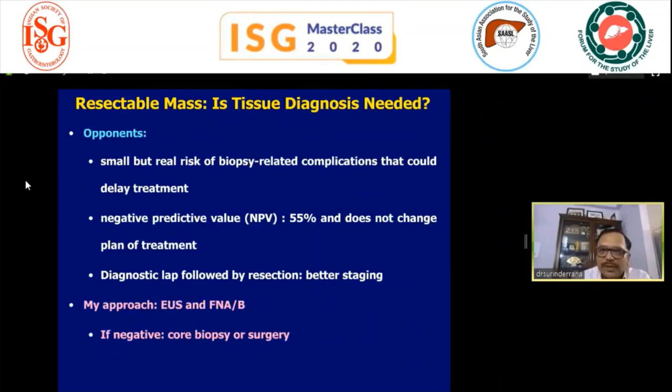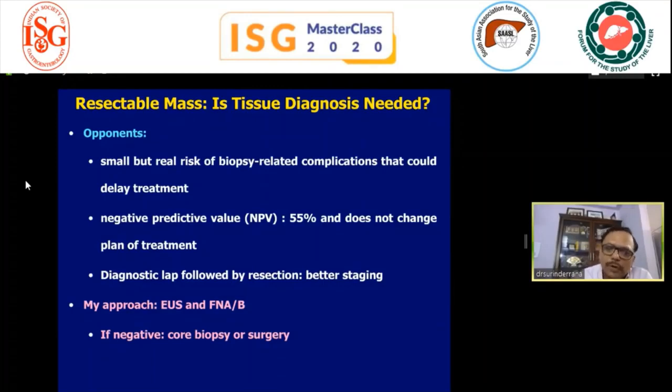But then opponents will say that there is a small but real risk of biopsy-related complications that could delay treatment. And important thing, EUS, FNA, and FNB has a very low negative predictive value. Like suppose if you get a negative result, you can never be sure whether you have missed a malignancy, and hence again patients will probably have to undergo a surgery. So this group will say that diagnostic laparoscopy followed by resection is probably a better approach. But then it's a debatable topic.